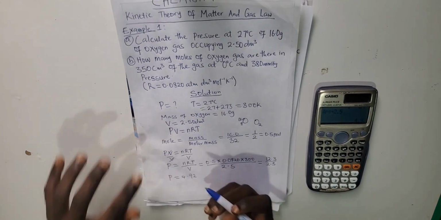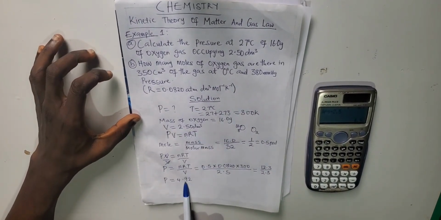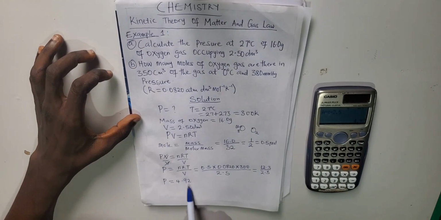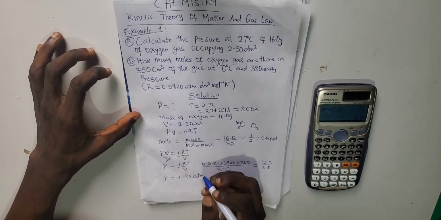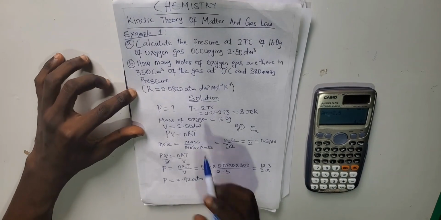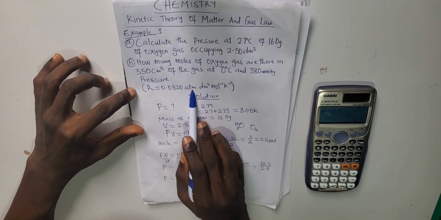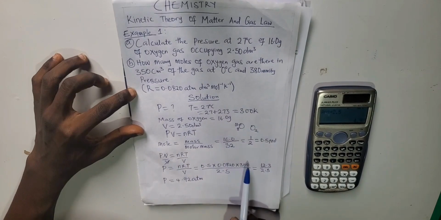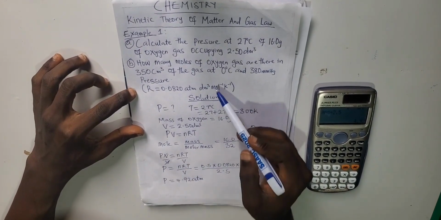4.92. But now I will show you something here, for you to know what the pressure is all about, for you to know the units. The unit is ATM. Why is it ATM? The gas constant, if you look at this gas constant is in what? ATM. You can see that all these parameters, this is our mole.